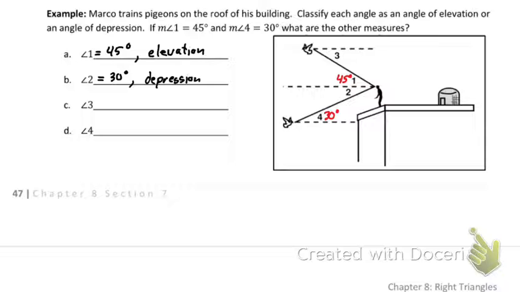Angle 3, what is the measure of angle 3? Ty? 45 degrees. Yep. Alternate interior angle. That would make it 45 degrees. Is that elevation or depression? At angle 3, this one's a little bit different. Is angle 3 an elevation or a depression?